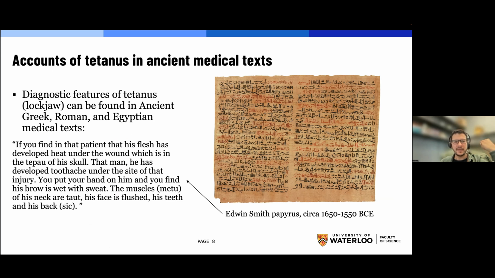They go back as far as the ancient Egyptians through written descriptions, as shown here. I'm not going to read this in full, but this is coming from 1650 to 1550 BCE, and the written description matches that of what's known as lockjaw, or tetanus. There are also written descriptions in the ancient Greek literature through Hippocrates, and also ancient Roman literature as well.